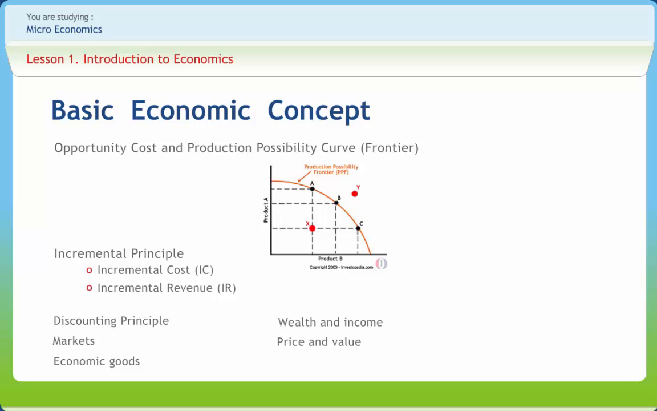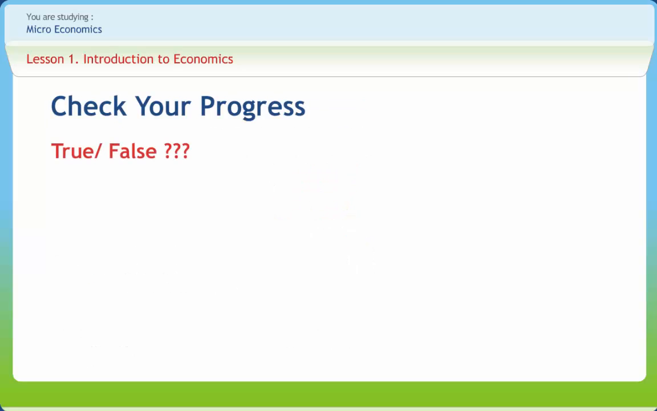Price and value. You all know that price is what you pay and value is what you get. But how do you define them? Price can be defined as a component of a transaction that takes place between a buyer and a seller in order to obtain something. Now let us check if we have understood the various concepts discussed in this lesson clearly.